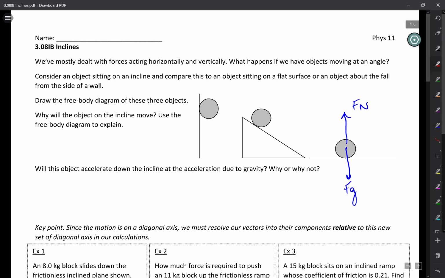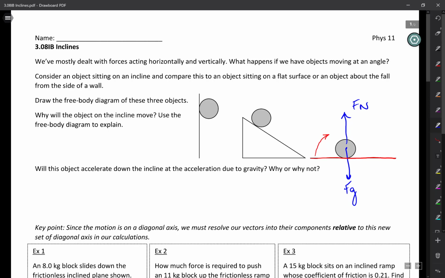Now, what if I told you that this object is sitting on a wooden plank, and let's say that I am able to take this wooden plank and start to move it upwards? If I tilt this wooden plank upwards, I'm going to get a plank that is sitting on an angle, and the object probably isn't going to be able to stay still. It will roll down the incline. So looking at this, let's draw the free body diagram here.